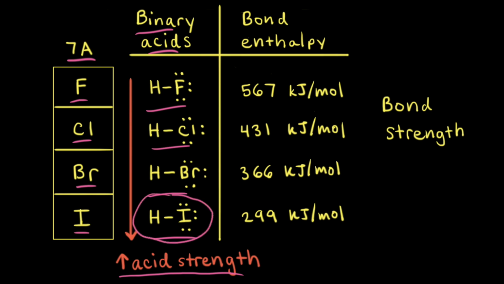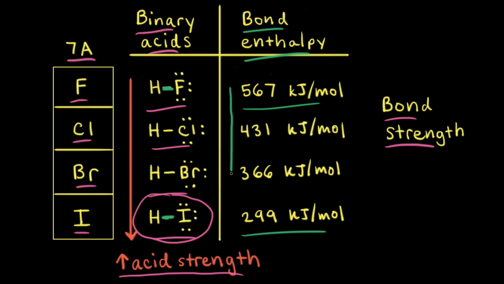The main factor determining the strength of the binary acids in group 7A is bond strength. Looking up values for bond enthalpies allows us to figure out the strengths of these bonds. For example, the HF bond has a bond enthalpy of 567 kilojoules per mole, while the HI bond has a bond enthalpy of 299 kilojoules per mole. The lower the value for the bond enthalpy, the easier it is to break the bond.